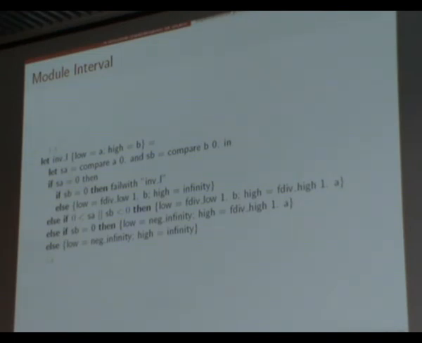If both bounds equal 0, then failure. If only a equals 0, then the upper bound of the image is infinity, and the lower bound is inverse b, rounded downward. If a and b have the same sign, then it's pretty much straightforward. And if b equals 0, the lower bound of the image is minus infinity. The upper bound is the inverse of a, rounded upward. And if 0 belongs to the interval, then we have the great image interval, minus infinity, infinity.